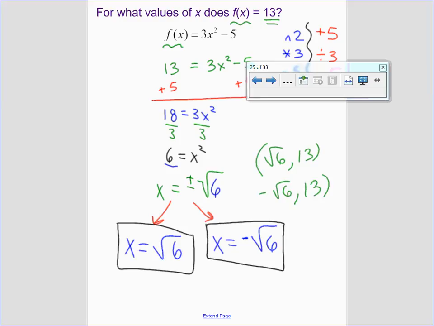A second point. Both of those points would be in the relation x comma f of x. It turns out this is also a function. Every time I put in root 6, I'm going to produce 13. So both of these ordered pairs are in the function x comma f of x. Awesome. Good job.